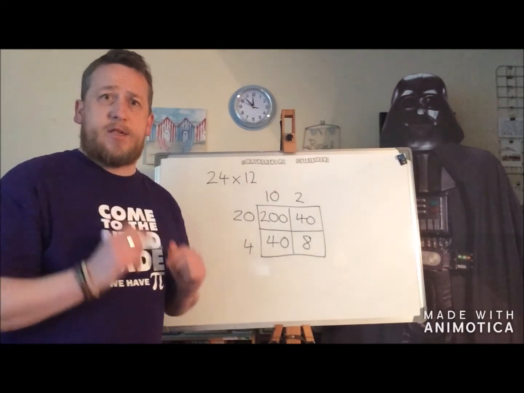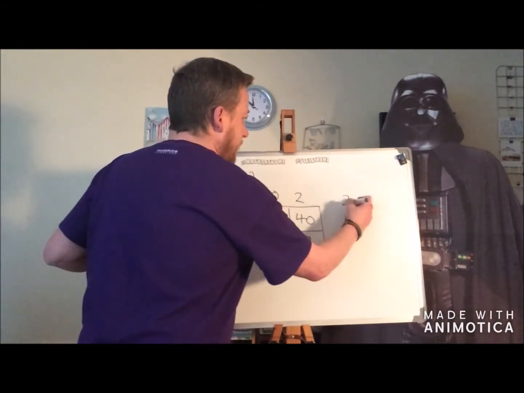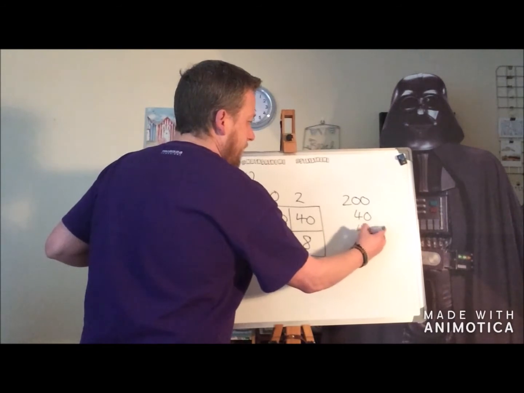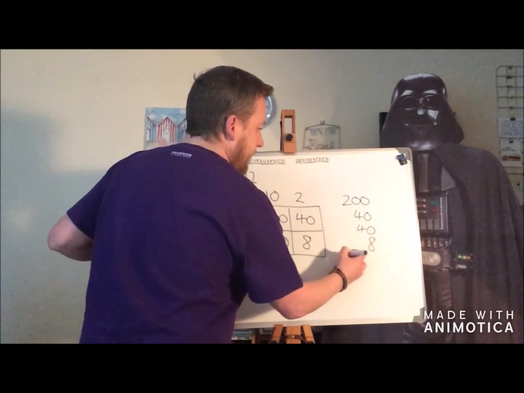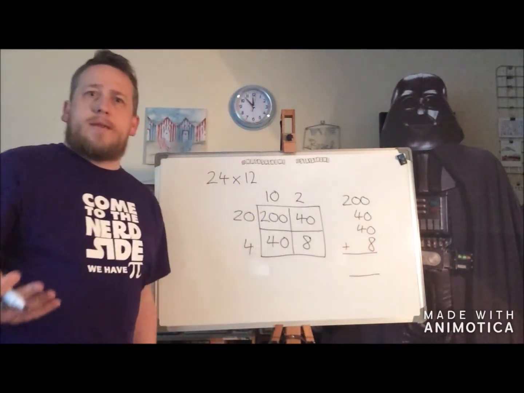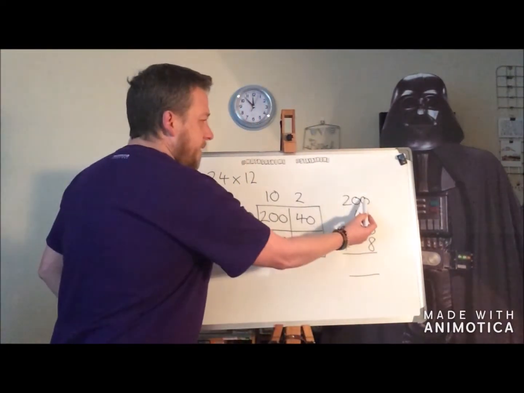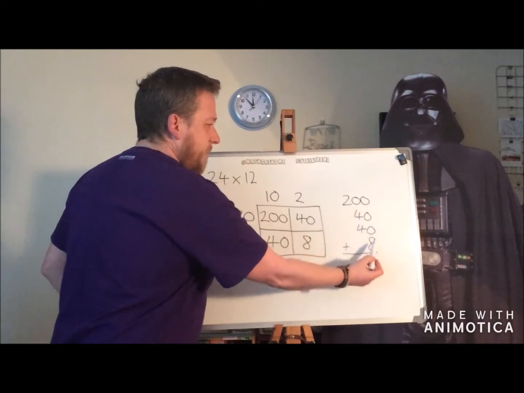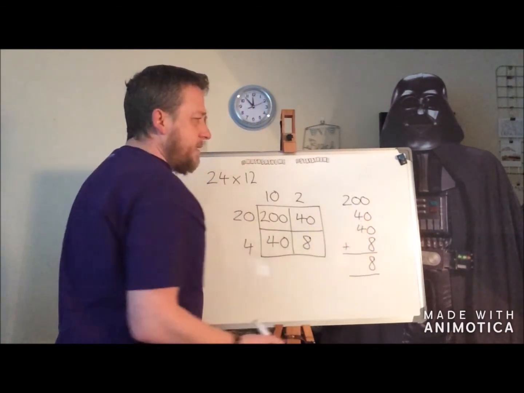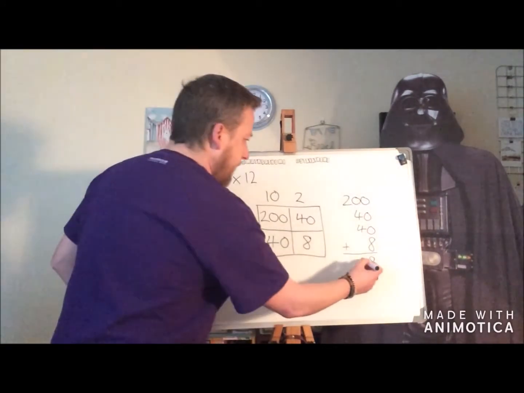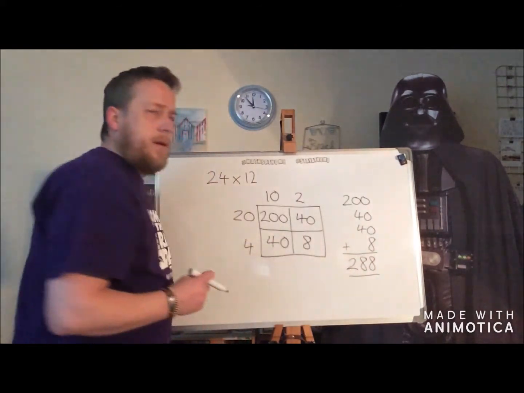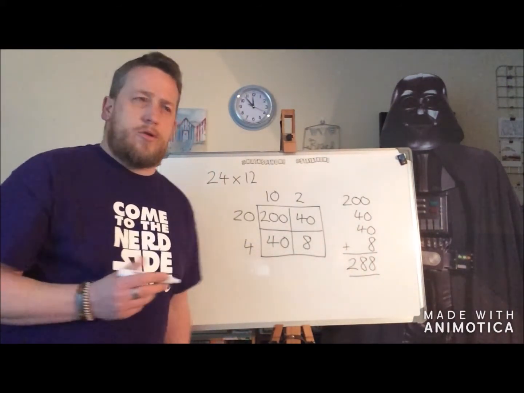So let's do that. We've got 200, we've got 40, 40, and we've got 8. We're going to add those 4 numbers together. We add down the ones column: 0, 0, 0 and 8 will give us 8. 0, 4 and 4 in the tens column will again give us 8. And just the 2 in the hundreds column, and our answer is 288.